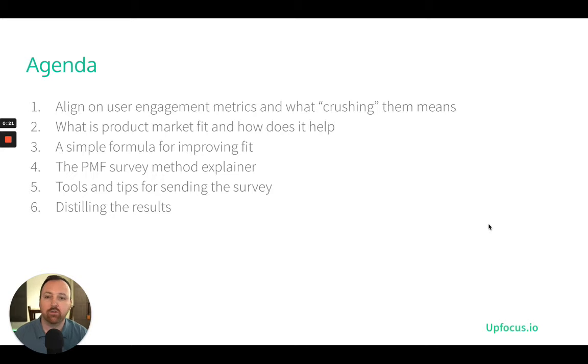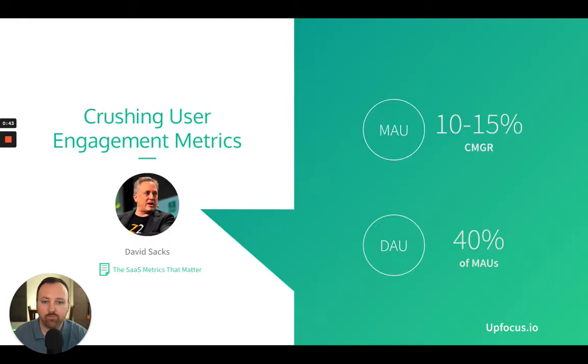What we're going to cover is what are the user engagement metrics we're talking about and what does crushing them look like. We'll also quickly touch on what is product market fit and how does it help you do that. We'll give you a simple formula for improving it, and we'll explain how the actual product market fit survey method works. And then, of course, we'll share the tools and tips that we've learned from sending these, and then how you can distill the results.